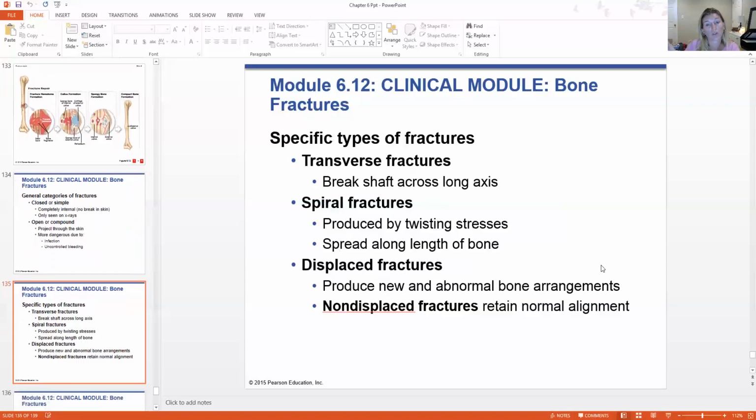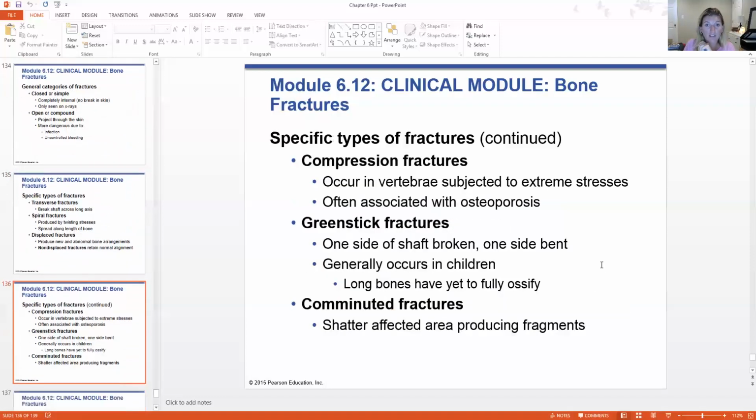Transverse fractures are across the long axis. Spiral fractures are usually from twisting along the length of the bone. Displaced fractures would be where the bones are misaligned and they might have to be adjusted. Compression fractures, typically on your vertebrae from stress or osteoporosis. A greenstick fracture is where just one side of the bone is broken, so the other side is kind of bent a little bit. This is typically in children where their bones have not ossified all the way.